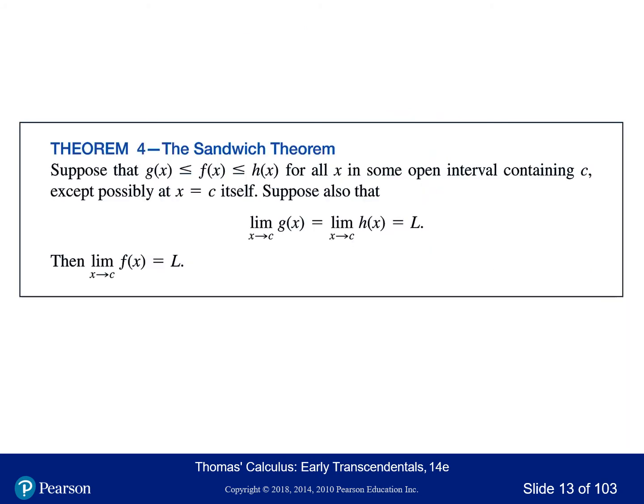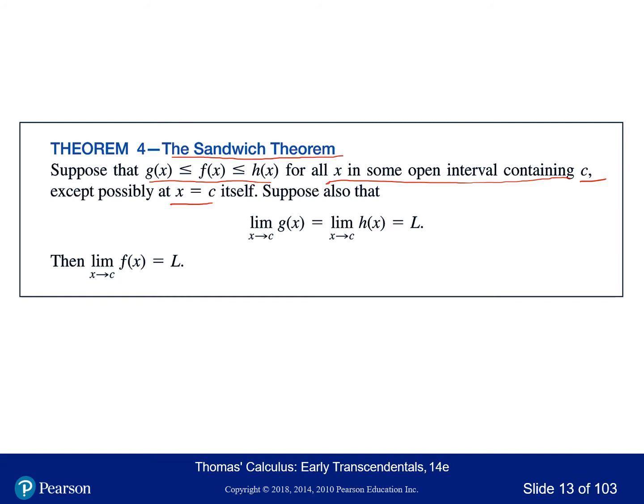Let's summarize what we went through, which is now recognized as the sandwich theorem. Suppose g of x is less than or equal to f of x, less than or equal to h of x, for all x's in some interval shared between all three functions, except for the fact that x should not be equal to c because there is a hole at c.